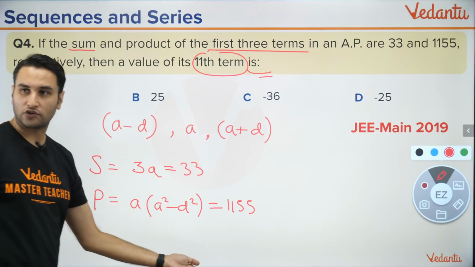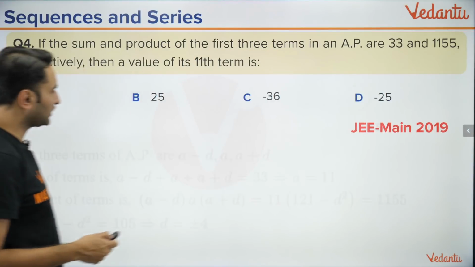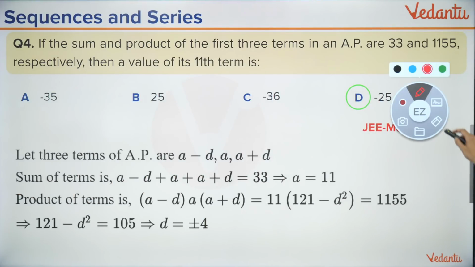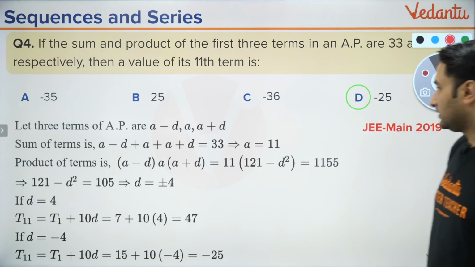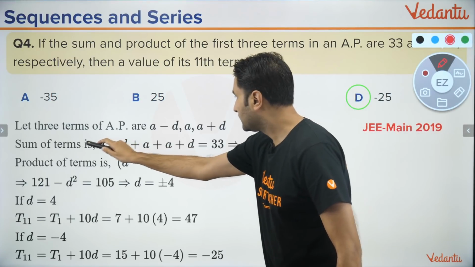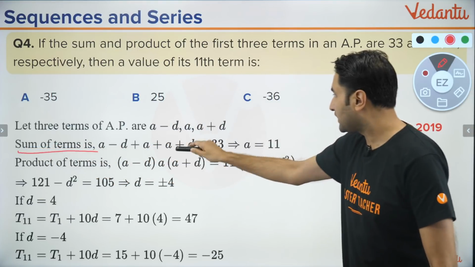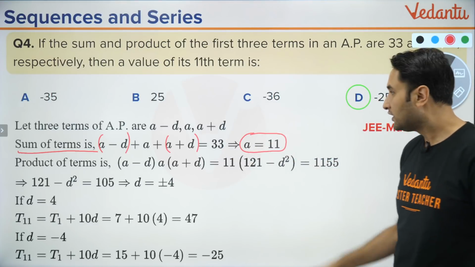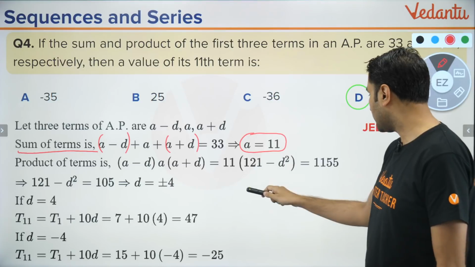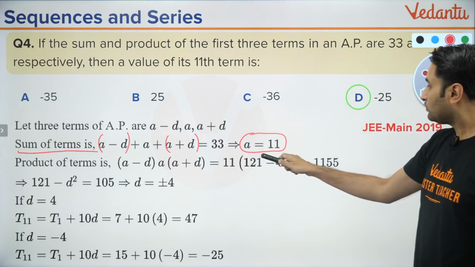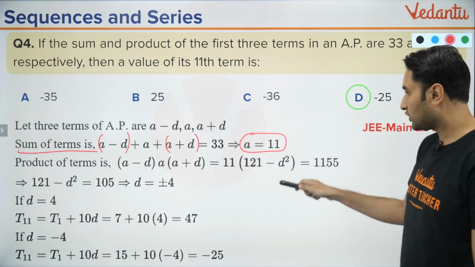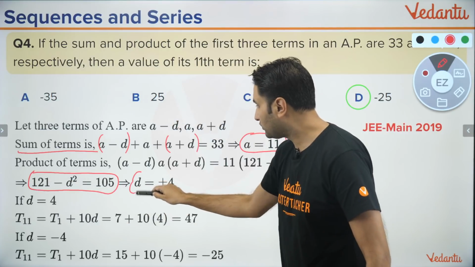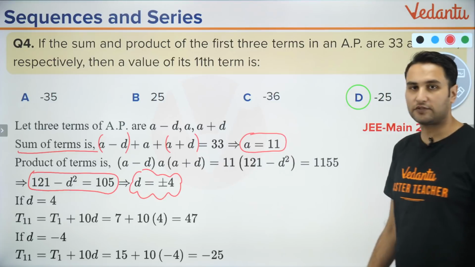So let's solve it. Let's see the calculations here, because it's very simple. The sum of the terms A minus D, A, and A plus D is 33, so A is 11. Agree? Product multiplication: 11 into (121 minus D square). So the equation you get is 121 minus D square is 105. D comes out to be plus minus 4.